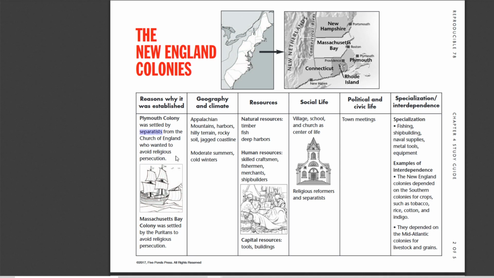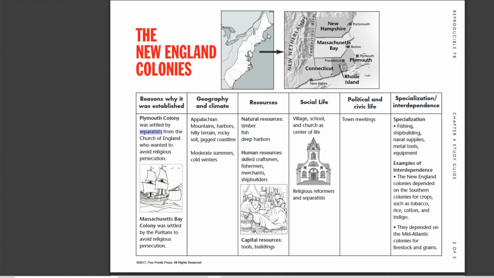And then we have the Puritans, who landed in Massachusetts Bay, which turns into Boston. Up here, you have the Appalachian Mountains, good harbors, but it's rocky terrain, jagged coastline, and it was colder. Okay, they had moderate summers and cold winters. Now, when you have rocky terrain and colder temperatures, you're not going to be able to farm very much.